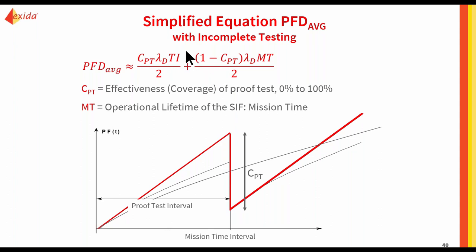So that means that if you have a higher proof test interval, that means that you do your proof test less frequently, then you have a higher PFD average, that means that you have a higher failure. And also, if your mission time means that you want to use this particular equipment for 10 years instead of just 5 years, then you're also going to drive up the PFD average.